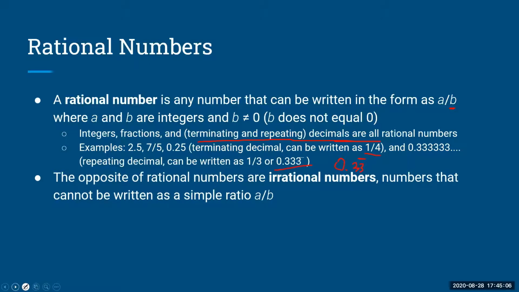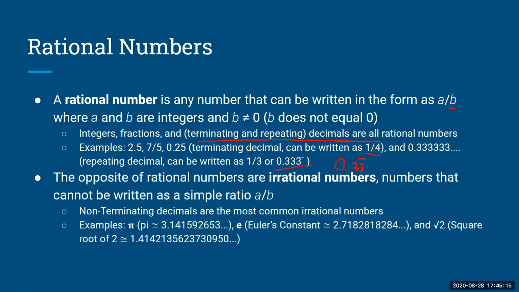Opposite of rational numbers are irrational numbers, so they can't be written as a simple ratio. Non-terminating decimals are the most common irrational numbers that you will find on this planet. Example, pi, which is never ending. E, which is Euler's constant, which is the limit as n goes to infinity of 1 plus 1 over n to the n power. You don't need to know that, but that is Euler's number, E, and square root of 2, which I don't think you guys learned yet. I didn't teach you about square roots, but I'll teach you about exponents next lesson. And infinity. Infinity is irrational, yes. So E, pi, and root 2 are examples.